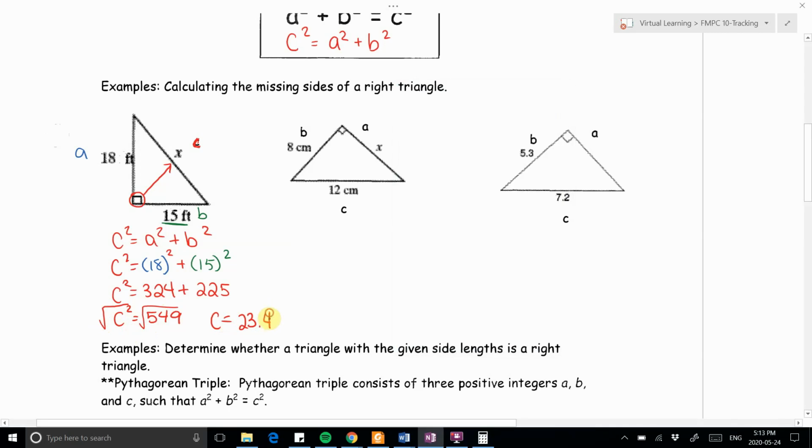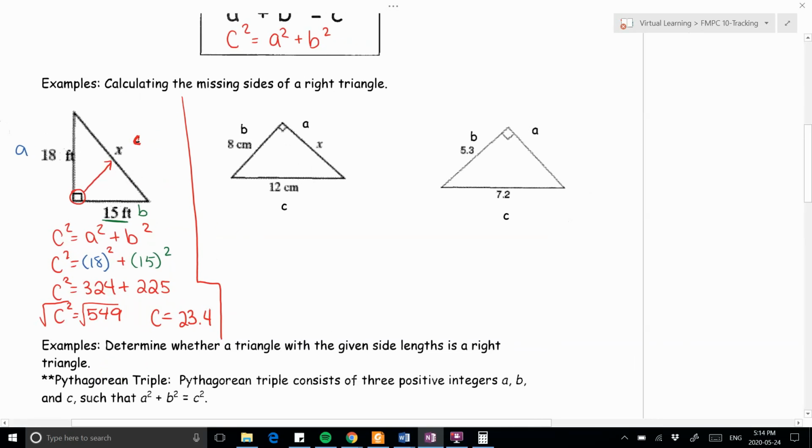23.4. And this is where all of your calculators are going to work a little bit differently. Some of them you put the number in first and then press the square root. For some of them you have to put the square root in first and put the number inside. So be aware of how your calculators are going to look different.